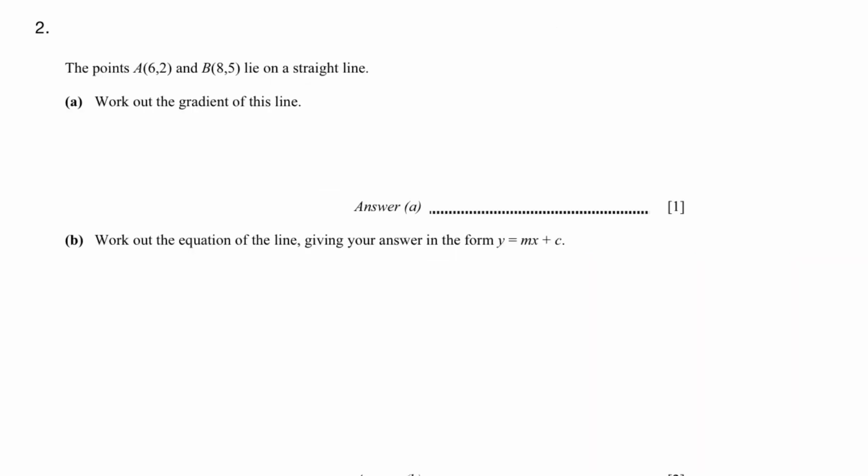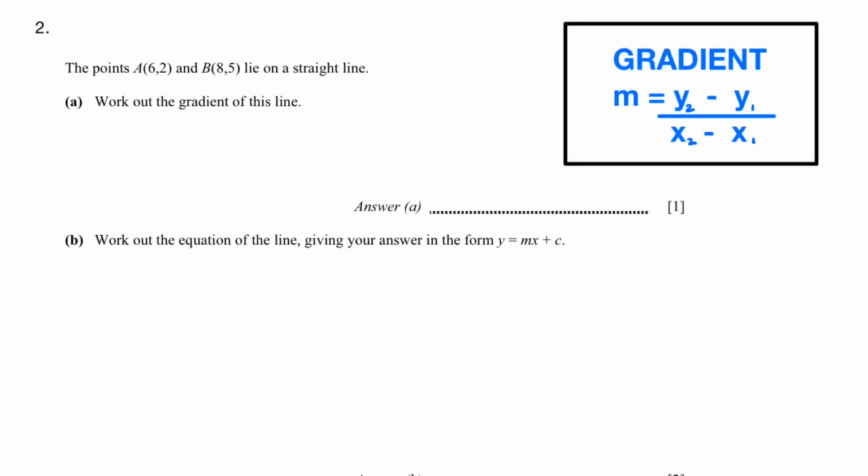In the next question, 2 points are given to us and we have to work out the gradient of this line. We are again going to use the formula. Gradient is equal to y2 minus y1 over x2 minus x1. So you choose your points, whatever you want to write first. I'm choosing B. Therefore, 5 minus 2. Understand that the y minus the y. Okay, so 5 minus 2 over 8 minus 6, the x minus the x. This will give us 3 over 2. So our gradient is 3 over 2.